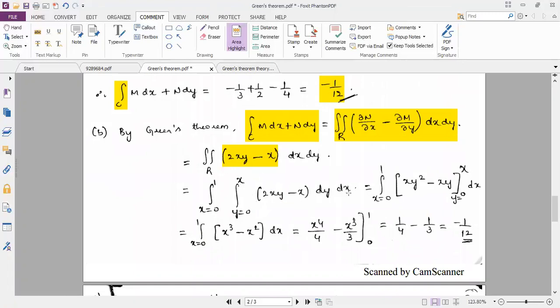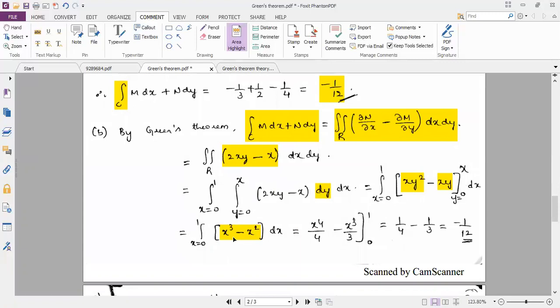First we integrate with respect to y, applying the limits y equal to 0 to x. Integration of 2xy with respect to y: 2x is a constant, integration of y dy is y square divided by 2, so 2 gets cancelled and we remain with xy square, minus x into y, since integration of 1 dy is y. Applying the limits y varying from 0 to x, upper limit minus lower limit, we obtain x cube minus x square.